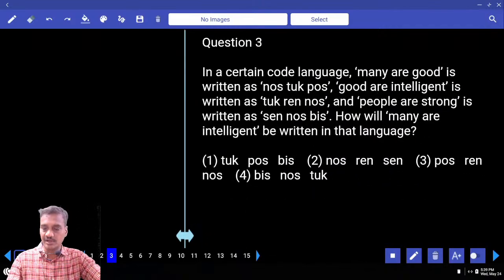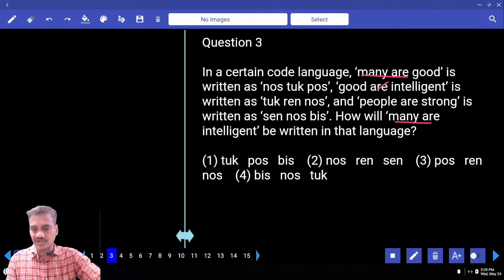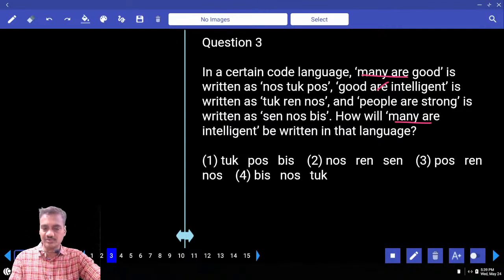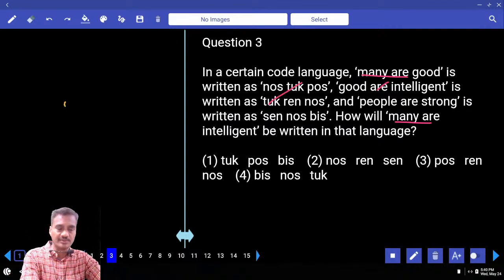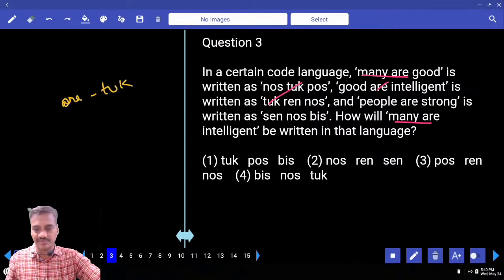Many and R, what is the code here? Now R is common between these two. And the code for R is TUK or NOS? TUK. The code for R is TUK. And next one, what is the code to the word many then? Now where is many here? Many and are, and good are intelligent. Next one, and people are strong.